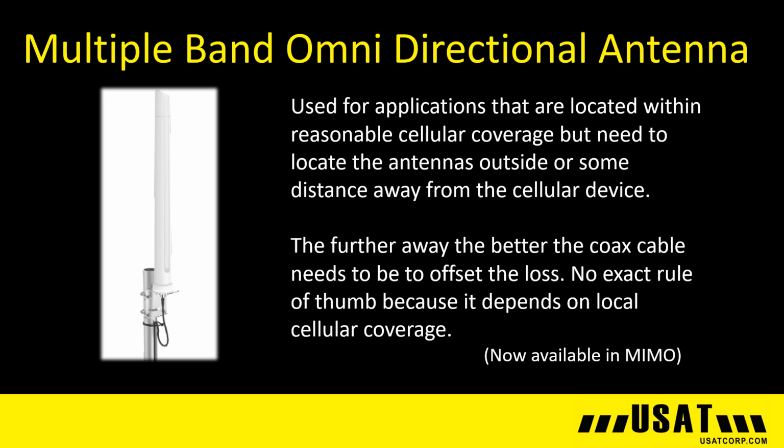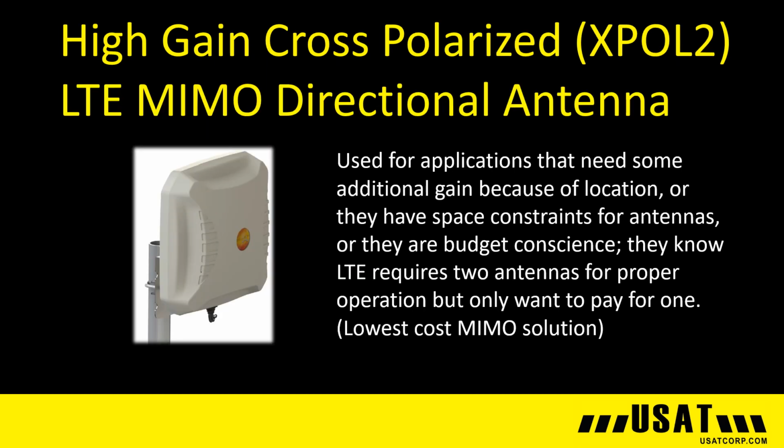We'll take a deeper dive into coax cable a little bit later. Side note here, this antenna is now available in MIMO, which is 2 antennas in one, and LTE does require 2 antennas for proper reliable operation. The next antenna is a panel antenna. This particular panel antenna is called the X-Pol 2 and is a high-gain cross-polarized MIMO antenna.